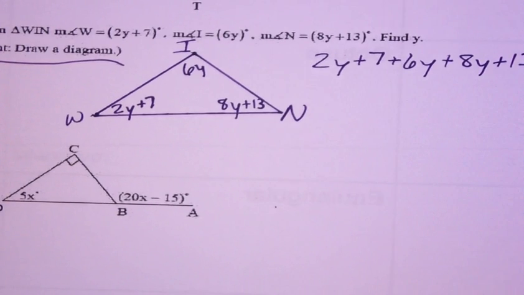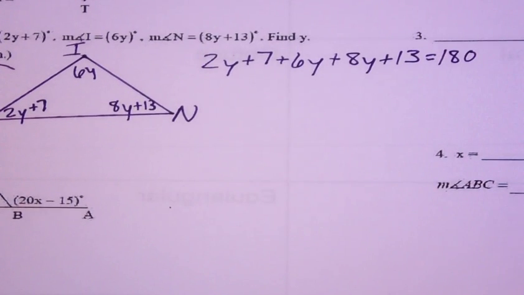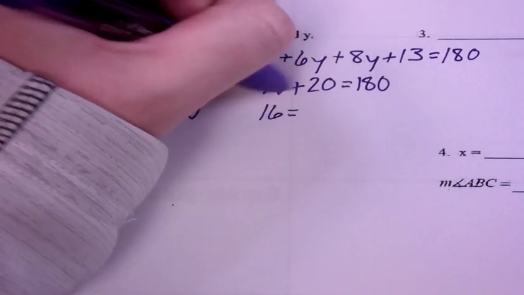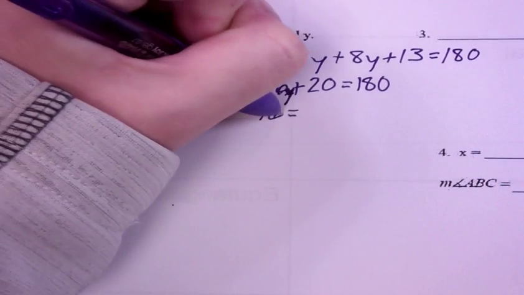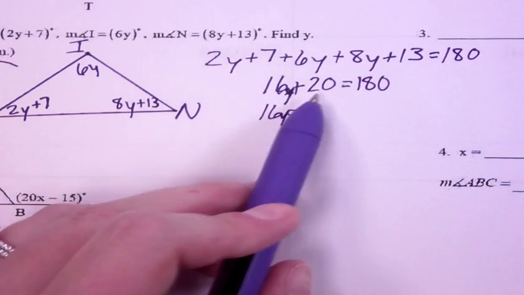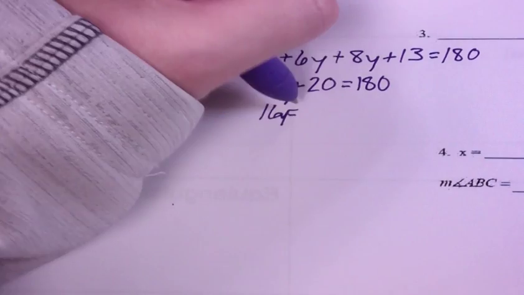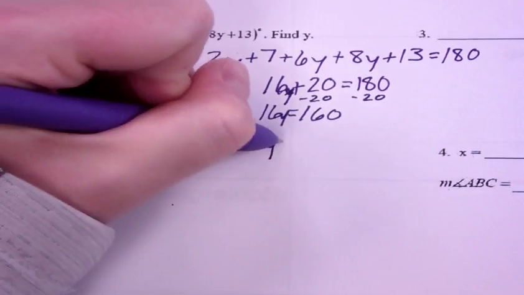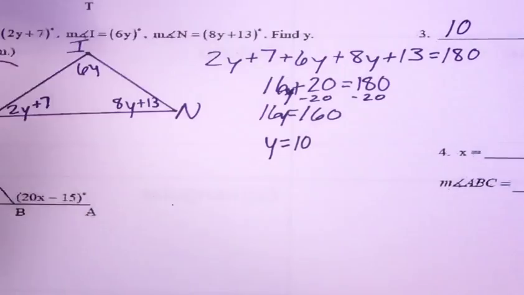And then I get to move this so that y'all can see. And you combine like terms. 16y plus 20 equals 180. Oh, that's a Y, not an X. I added the 7 and the 13. And then subtract 20 on both sides. Minus 20, minus 20. 16y equals 160. Y equals 10. This one just says find Y. You don't have to plug the angle back in. So that's nice. We're done with this one.